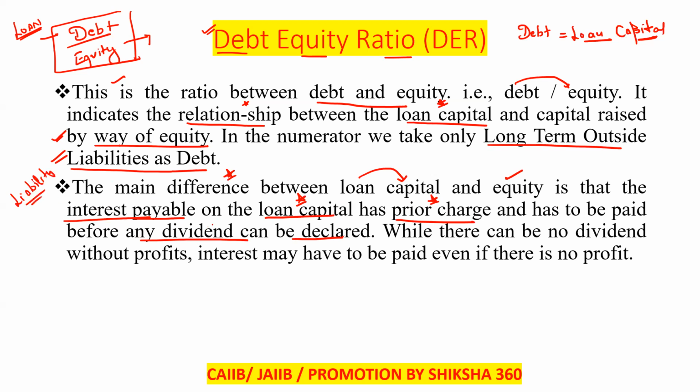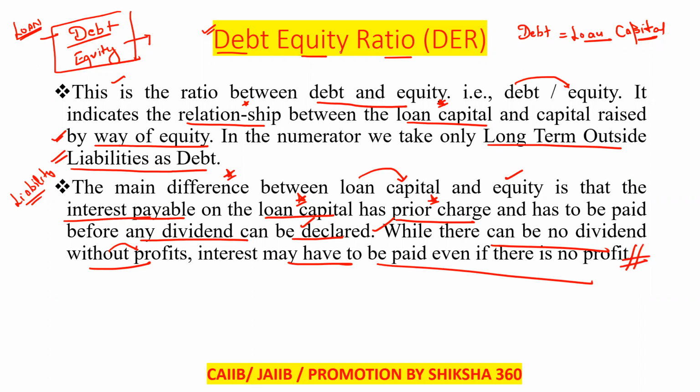And it has to be paid before any dividend is declared, while there can be no dividend without profits. So in which case will the company pay the dividend? Only in the case of profit. Even if the firm faces losses, they have to pay the interest. There is no condition on the interest, but for payment of the dividend, profit is a must. So interest may have to be paid even if there is no profit.